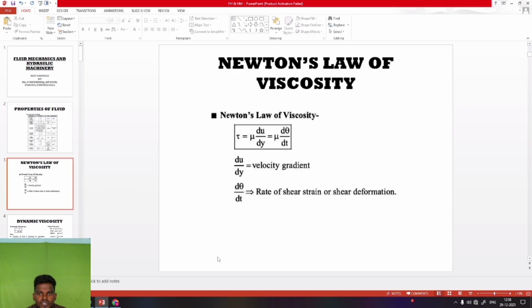And now we are going to see about Newton's law of viscosity. Newton's law of viscosity can be given as tau is equal to mu into du divided by dy, also given by mu into d theta by dt. Here du by dy is the velocity gradient, and d theta by dt is the rate of shear strain or shear deformation.